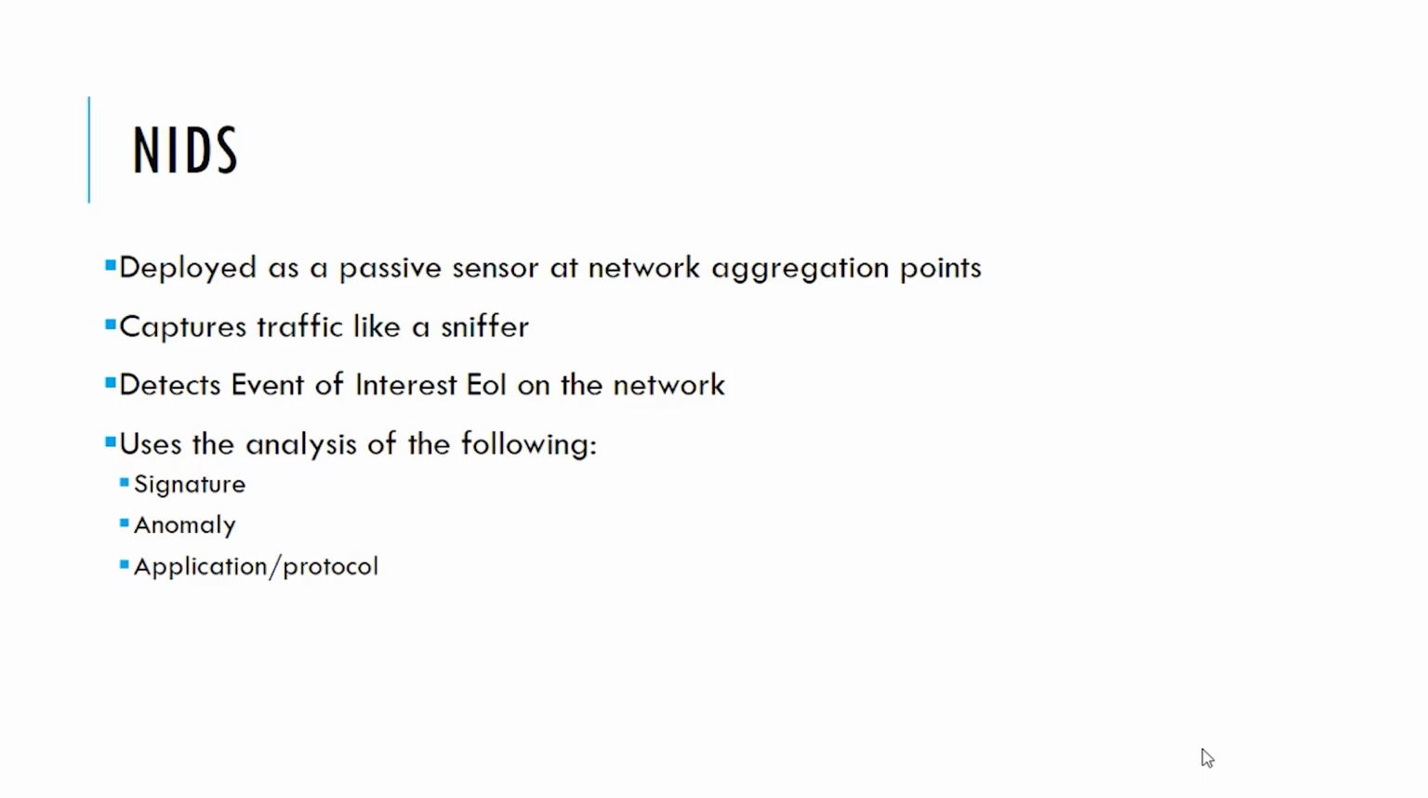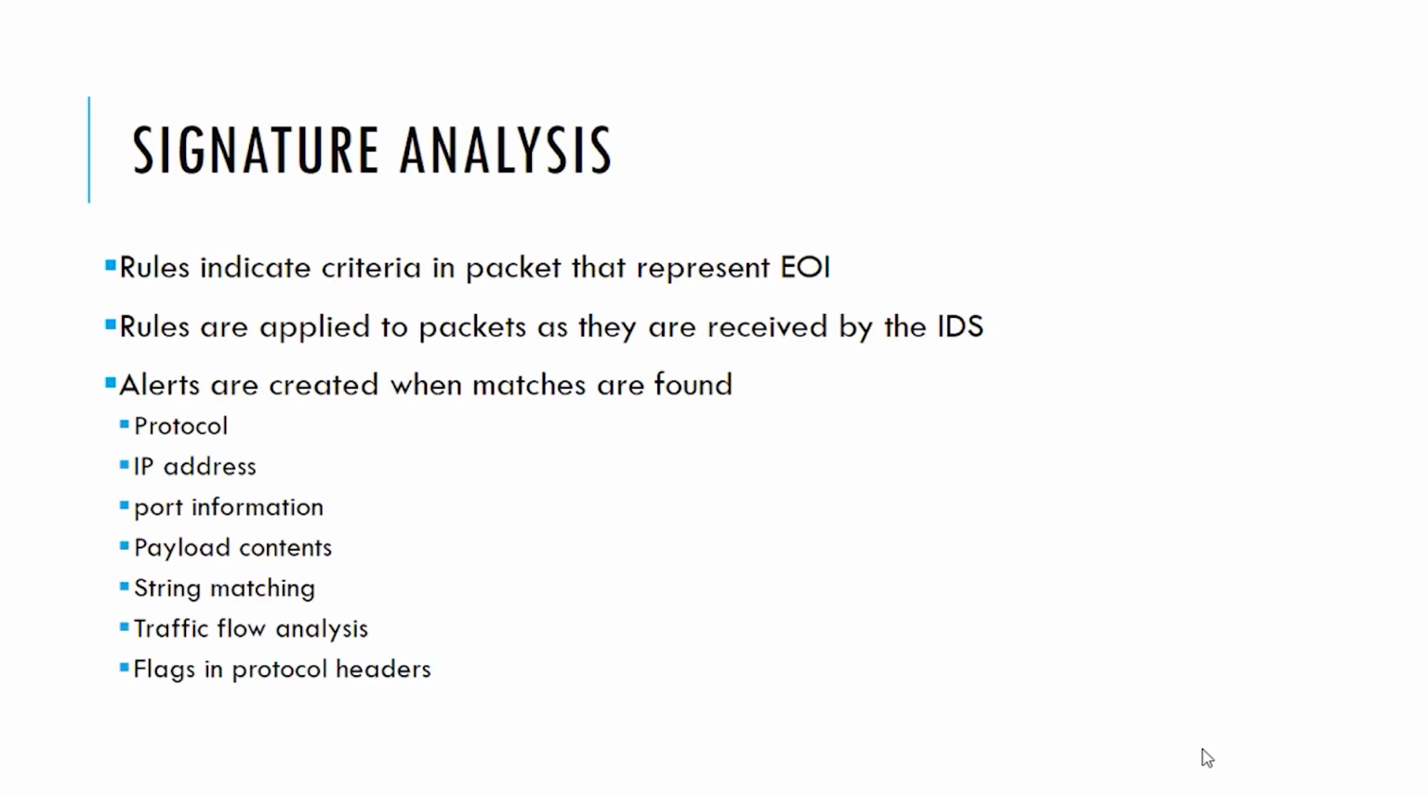It detects events of interest on the network, and remember, we have a lot of events shown by a sniffer, shown by an antivirus, shown by a firewall, but we are interested in the events of interest on the network that show something suspicious, something that could lead to an incident. So it uses the analysis of the signature, of the anomaly traffic, of application or protocol to say that this traffic is an event of interest and to generate an alert signifying that something wrong is going on, something that needs to be taken care of by the security administrator.